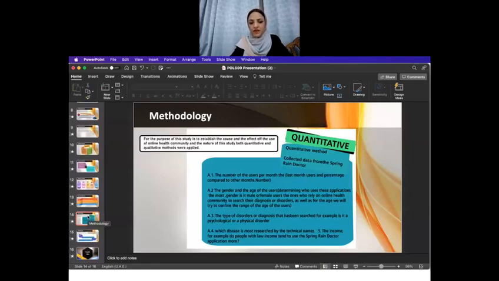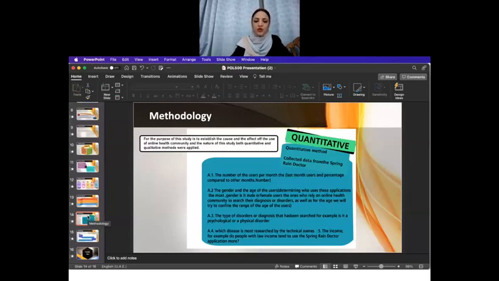The gender and the age of these users. Are they males or females? Are they teenagers? Are they in their 30s? Who exactly tends to use these applications, especially Spring Rain Doctor? The type of disorders or diagnoses that have been researched. So do people tend to search for psychological disorders more than they do physical disorders?